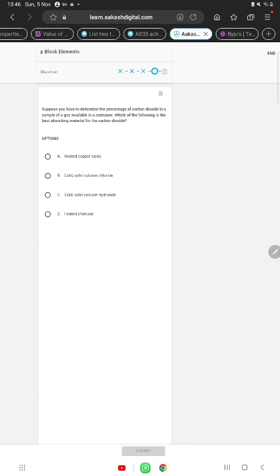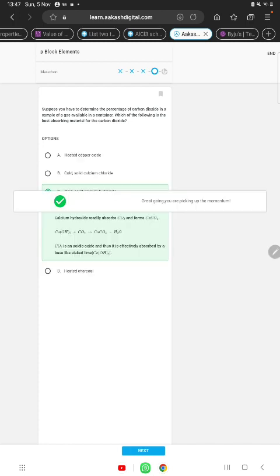Suppose you have to determine the percentage of carbon dioxide in the sample of gas available in a container. Which of the following is the best absorbing material for carbon dioxide? Solid calcium chloride, no. Calcium hydroxide, no. Solid calcium hydroxide, Option C. See, this time it is correct. Calcium hydroxide readily absorbs CO2 and forms CaCO3.